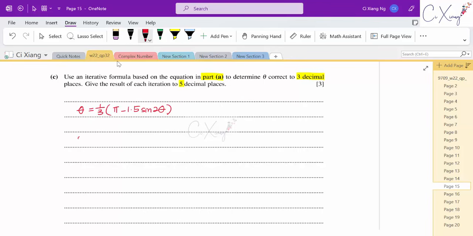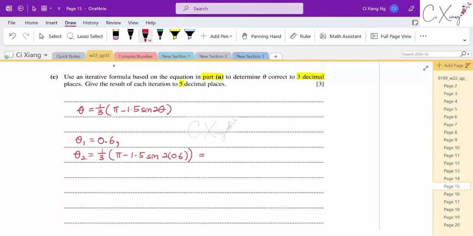So what's the initial value that we should use? You can use any value that's between 0.5 and 0.7. You can start from 0.5, 0.6, or 0.7. For me, I'm using the midpoint between 0.5 and 0.7, which is 0.6. So to find theta 2, I want to substitute 0.6 for theta 1 into the iterative formula, 1 over 3 and then pi minus 1.5 sine 2 times theta. It will be 2 times 0.6, which is 1.2.